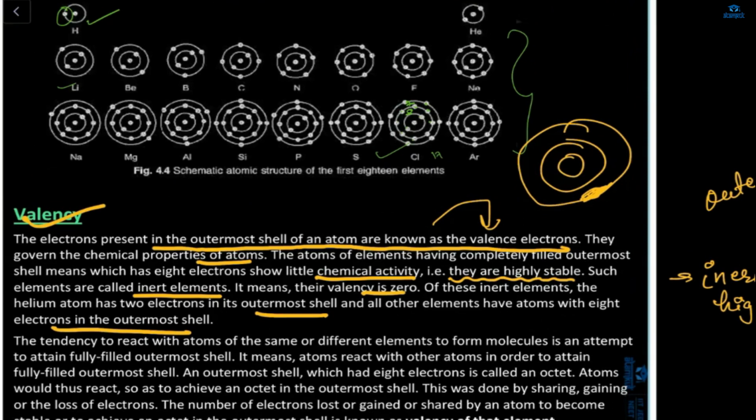See, here it is saying that the atoms of elements having completely filled outermost shells show this chemical activity. This chemical activity means they are highly stable. There's no chemical reaction going on. Only they are highly stable in the outermost shell, and those particular highly stable elements are known as inert elements. Because they are just highly stable, that's it. Only being highly stable is their chemical activity. Okay. Yes, ma'am. Got it.